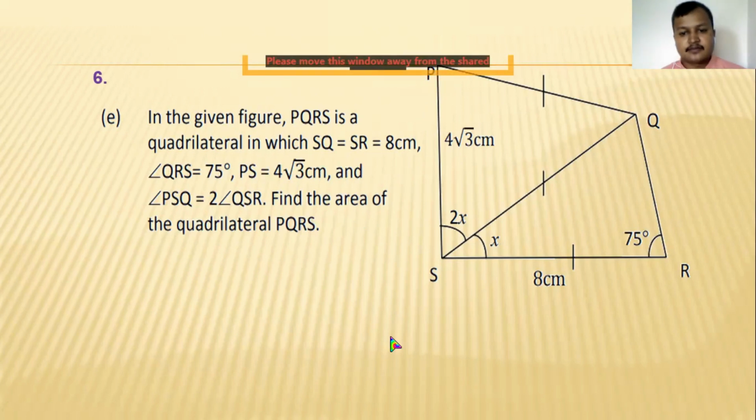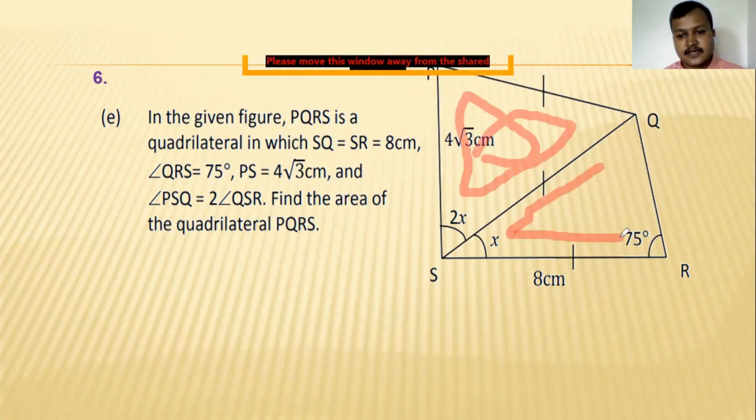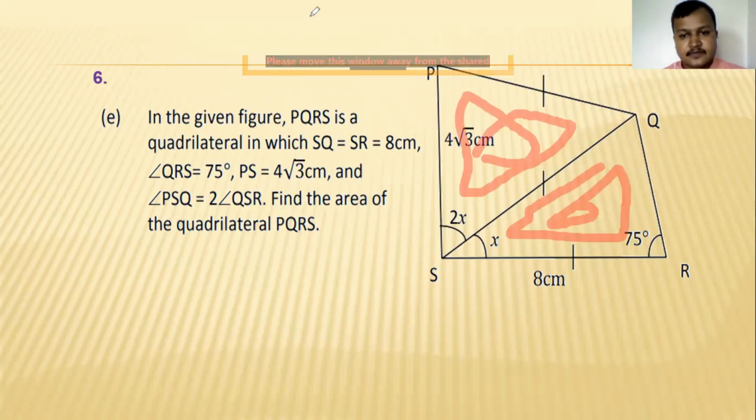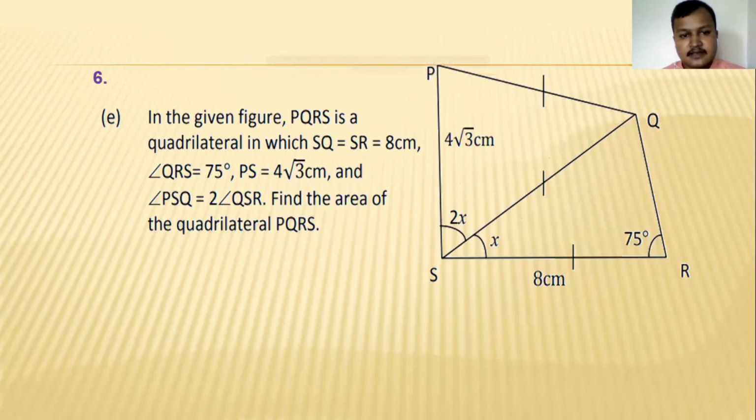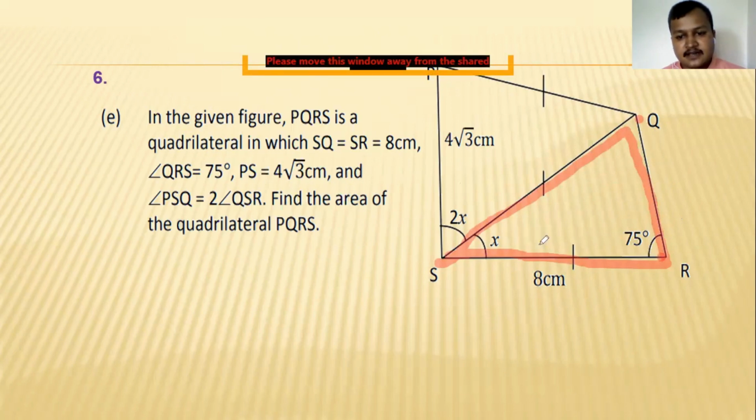So to find the area of quadrilateral PQRS, here we have to calculate the area of two triangles. And after calculating the area of this upper triangle as well as the lower triangle, by adding these two, we will get the total area of the quadrilateral PQRS. So at first, look at the lower triangle. What is given here in the lower triangle QRS? It is an isosceles triangle, isn't it? SR is 8 centimeter, then SQ is also 8 centimeter.